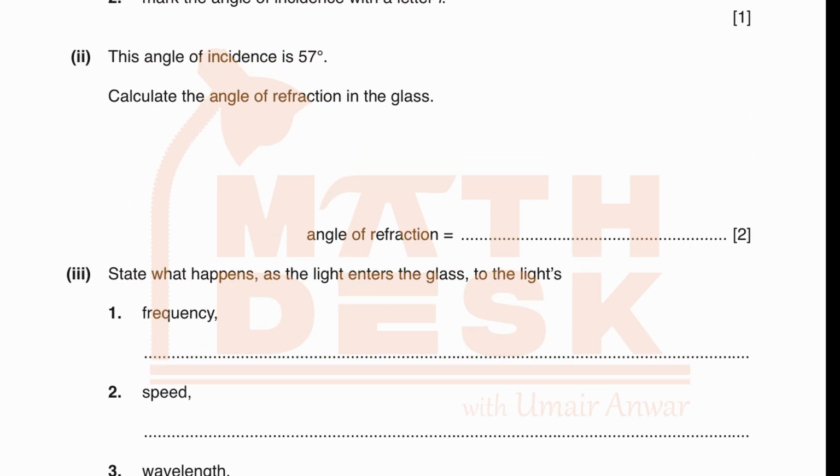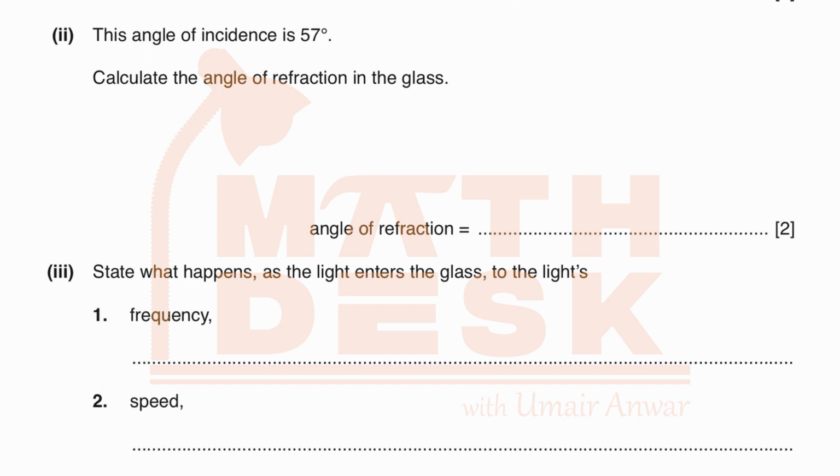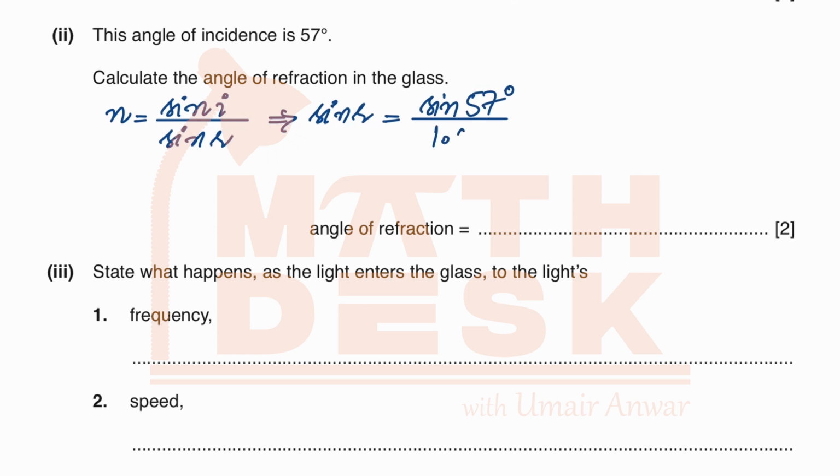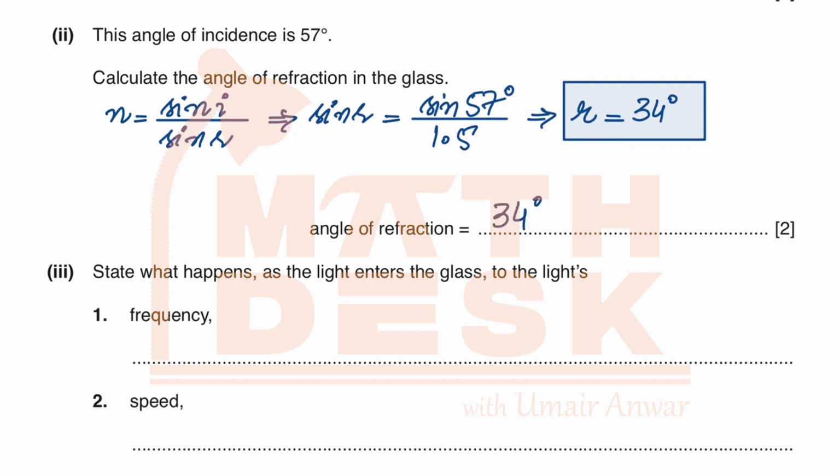The angle of incidence is 57. Calculate the angle of refraction in the glass. So the formula to be used here is n is equal to sine of angle of incidence divided by the sine of angle of refraction. So the sine of angle of refraction would be sine I, which is 57, divided by the value of refractive index, 1.5. So when we take the sine inverse of the answer, we get the angle of refraction equal to 34. So this is the answer for this part. So the angle of refraction is 34 over here.